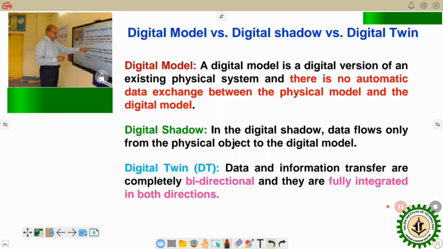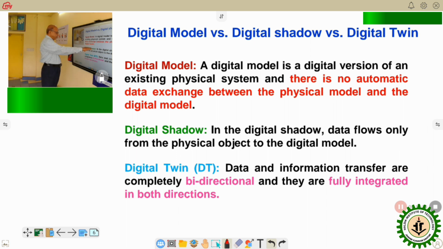So in the digital shadow, the data flows only from the physical object to the digital model, or sorry, digital physical object, actually it should be the digital world. Sorry, it needs to be corrected. Digital world. That means automatic data flow is possible, but the reverse, to close the loop, was not permissible. So at least for the purpose of decision making and computation, it is possible to capture the data through the sensory system and the data acquisition system, and over the internet, it is possible to communicate the data to the digital world.